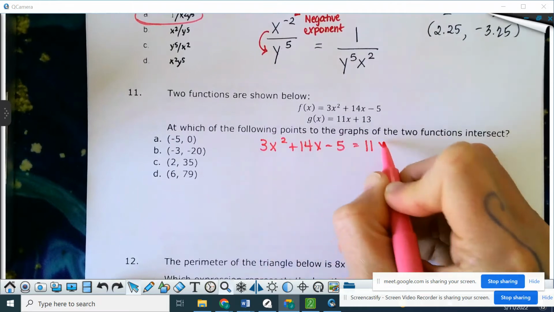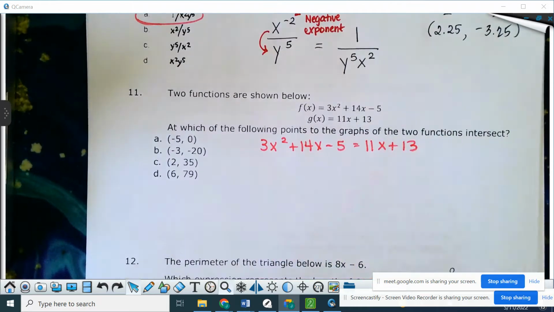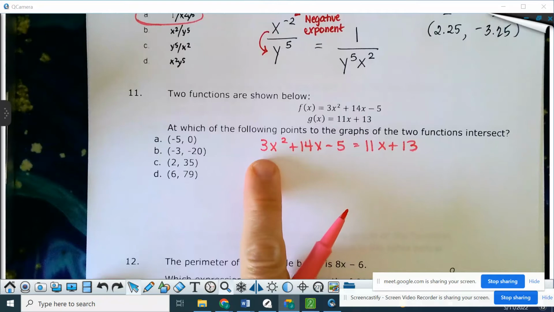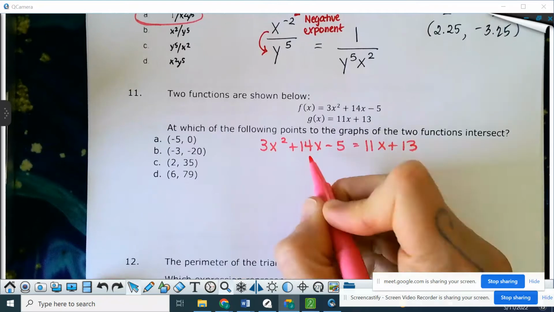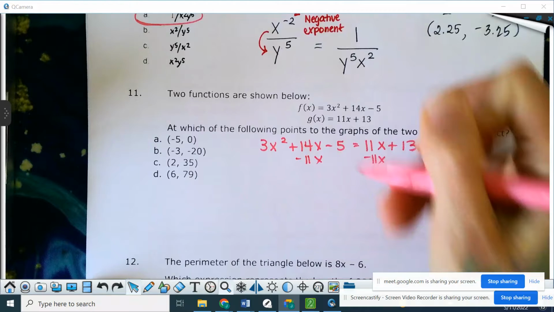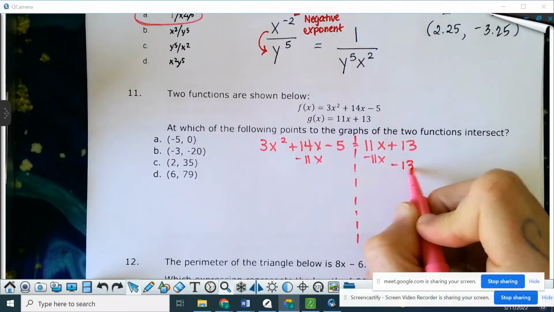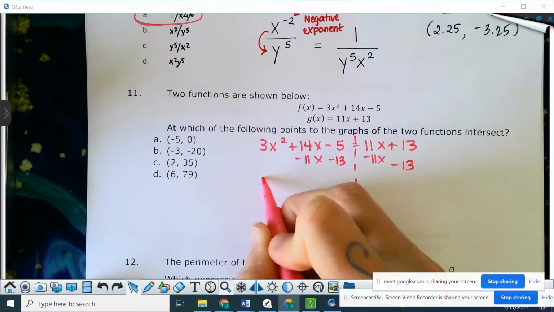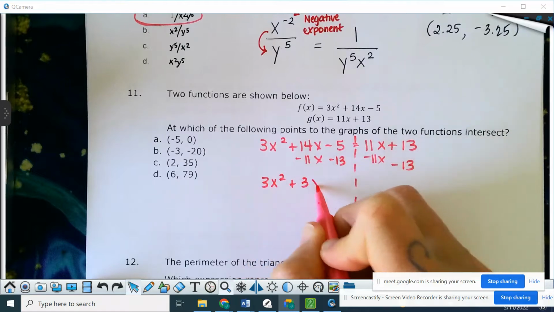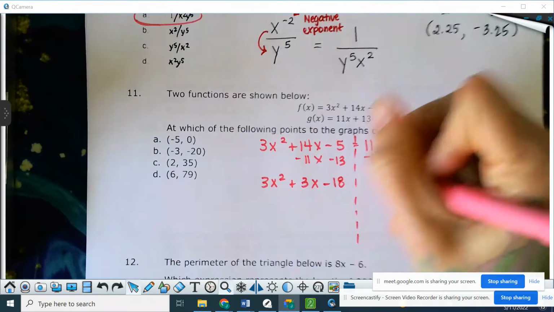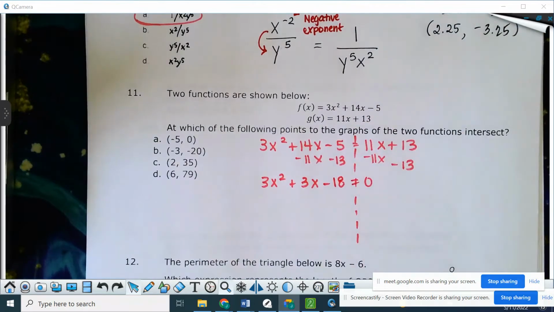So we can set them equal to each other and then solve for x, or you could graph it and go look. If you do solve it for x, because this is a quadratic, that x squared, we want everything on this side. So I'm going to minus 11x, relative to your equal marks, and then I'm going to subtract 13 from my constant over here. So I end up with 3x squared plus 3x minus 18 equals 0. And then from there, you would solve it for your x values.